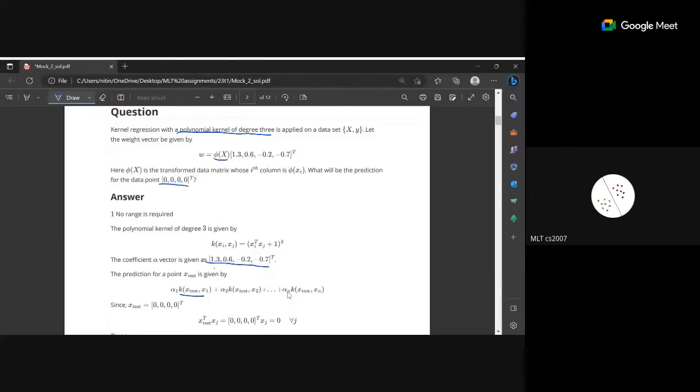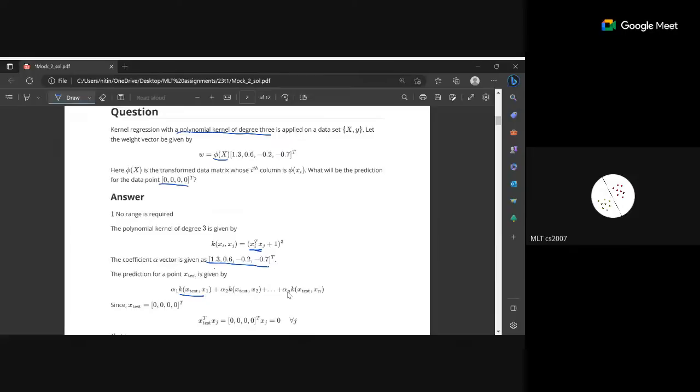It's just x_i transpose x_j plus 1, raised to power 3, when it's operating upon two data points x_i and x_j. So if I find the value of the kernel for x test and x1, you are not given x1 here. But if you notice, this zero vector will make sure that the dot product is always zero for any data point, because you are doing the dot product with the test data point, and the test data point is zero. Choose any data point from the training examples, and that quantity must be zero.